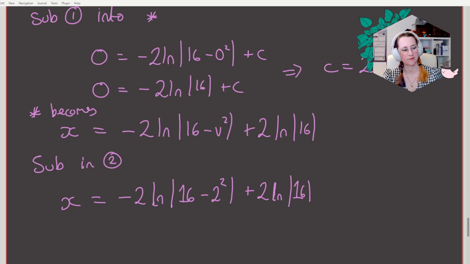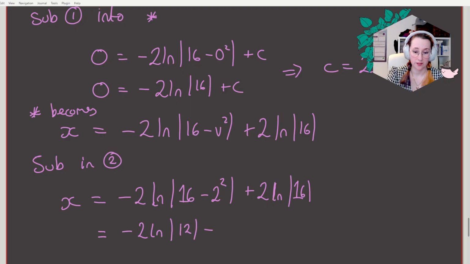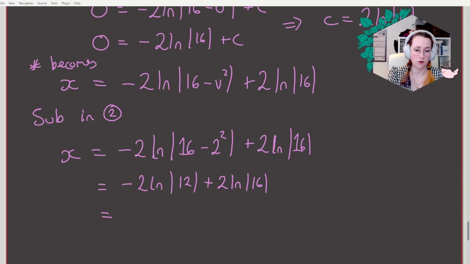I don't think that helps at all. Solving this quickly then, you get 2 log 16 minus 4, so 12, plus 2 log 16. Then we can do something cool, which is a log law.